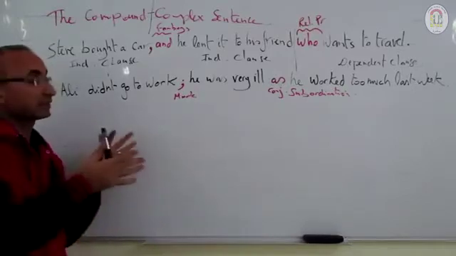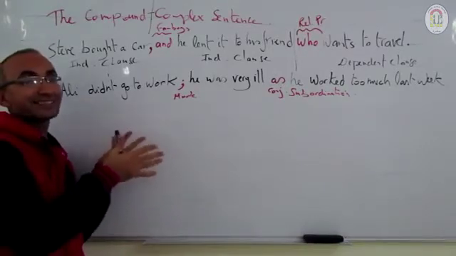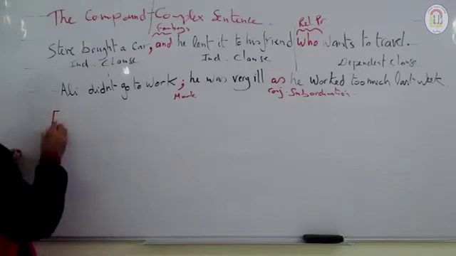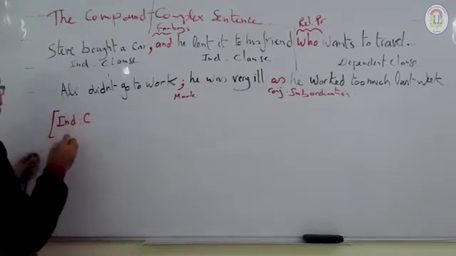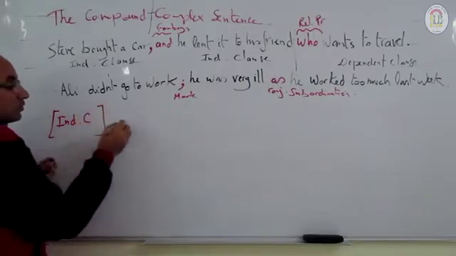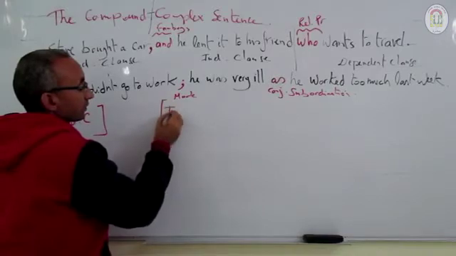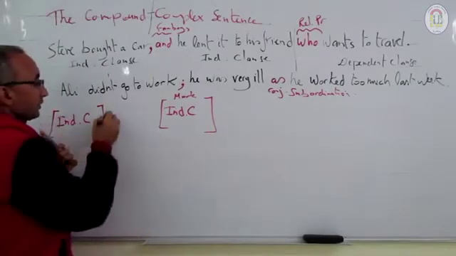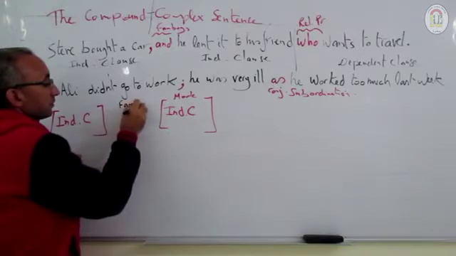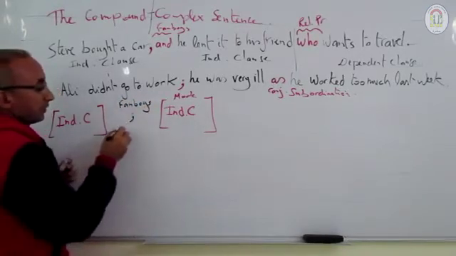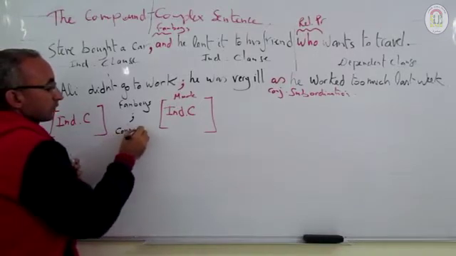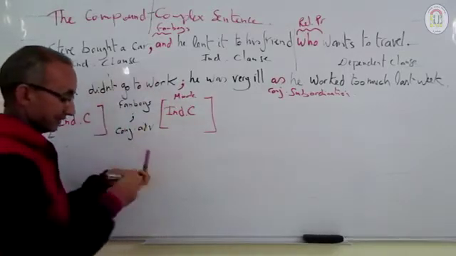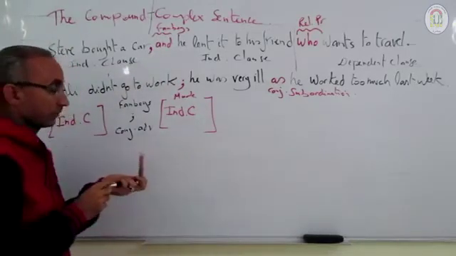So we can write here the structure of this sentence type in detail. For example, we have an independent clause joined to another independent clause by means of either a semicolon, or fanboys, or conjunctive adverbs. And these two are joined to another dependent clause, or more.